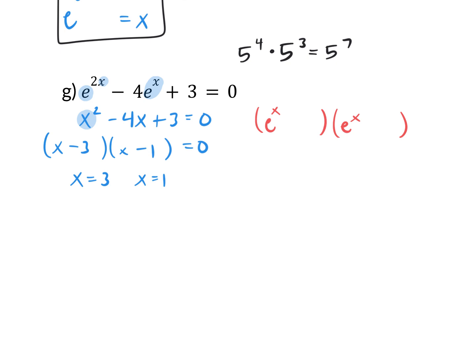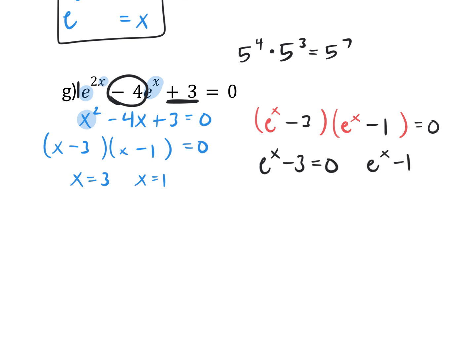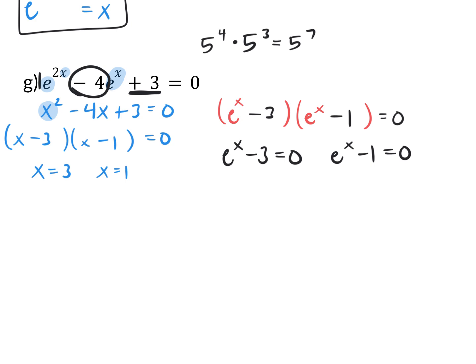Okay, and then we ask ourselves the same questions. What multiplies together to give us 3 and adds to give us negative 4? Well, we already answered that. It's minus 3 and minus 1. Okay, this whole thing equals 0. So does this mean my answer is just 3 and 1? Well, not quite, because I have e to the x minus 3 is equal to 0, and I have e to the x minus 1 is equal to 0. These are still some exponentials that I need to solve.